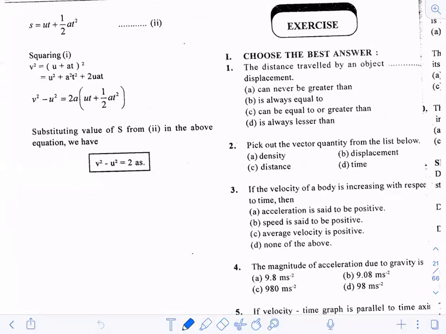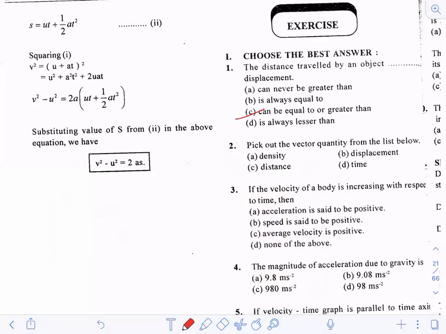The distance traveled by an object dash displacement. Option A says can never be greater than displacement. That's the wrong thing. Is always equal to. It can be equal, but it can also be greater. So I see option C is the most appropriate and correct answer. So option C is correct. Fine.